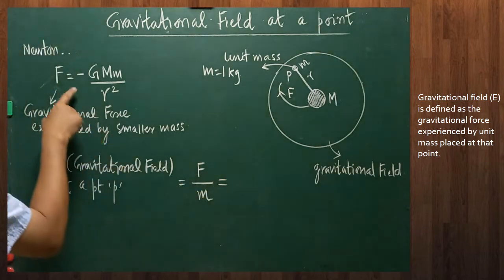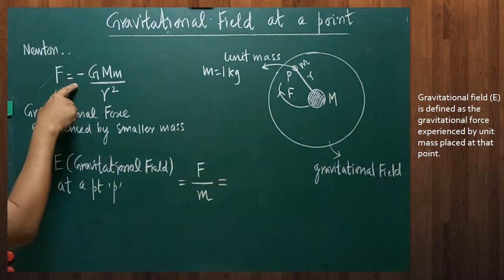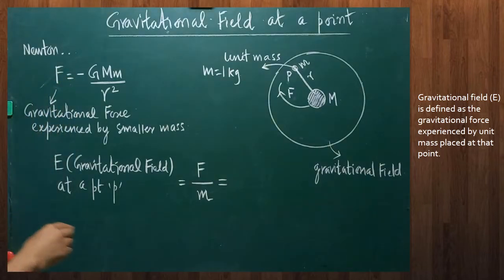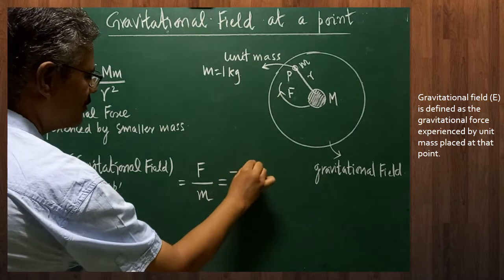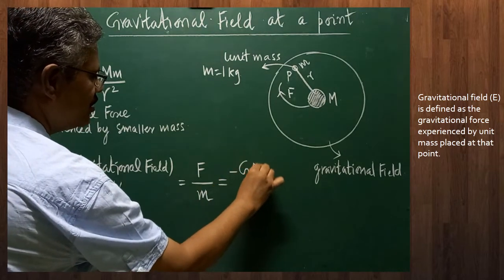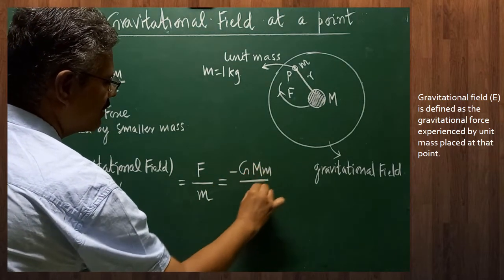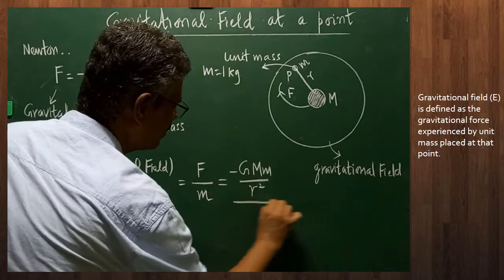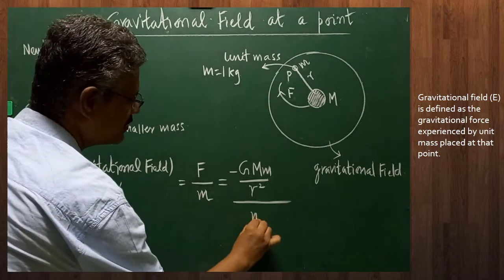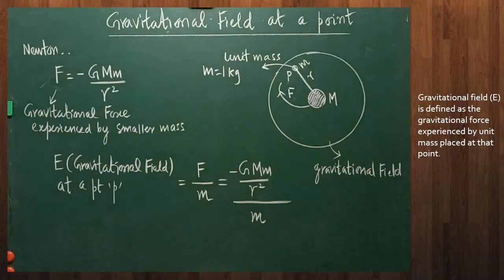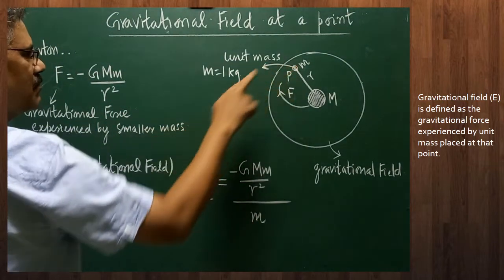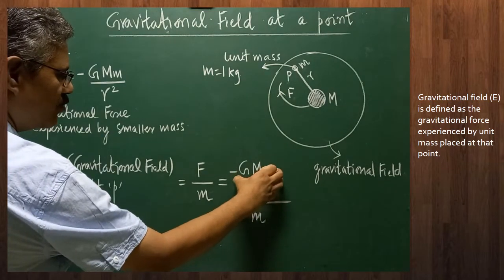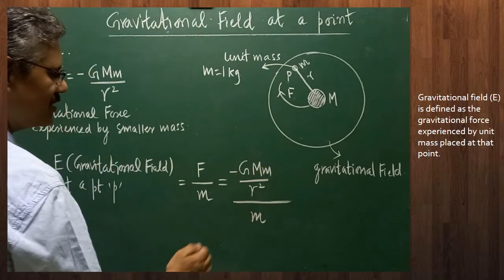So the next step, already we have learnt and derived the expression of F from Newton's law of gravitation. So instead of F, we can write it as GMm divided by R square, divided by m. What is m? m is nothing but the mass which is kept at point P. This is also m. So this much amount of force is experienced by the unit mass.